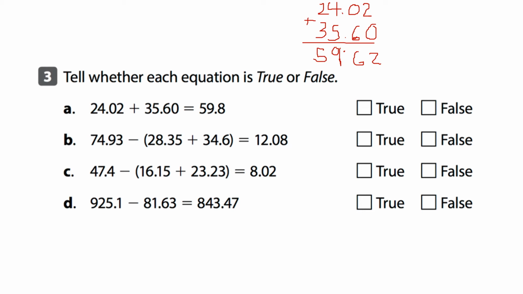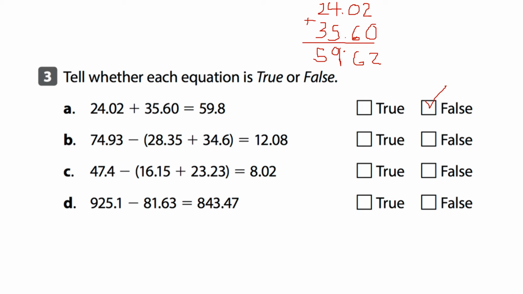So is 24 and 2 hundredths plus 35 and 60 hundredths equal to 59 and 8/10? Well, we just solved over here, and no, it's not true. So we are writing false. Okay, so I'm going to change color so I don't confuse you with my scratch work. So I'm going to change to green for part B.